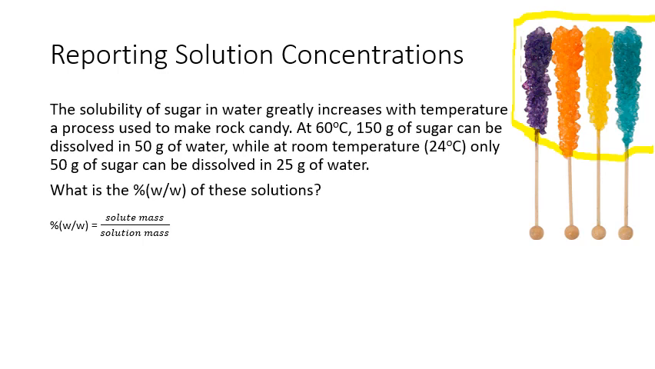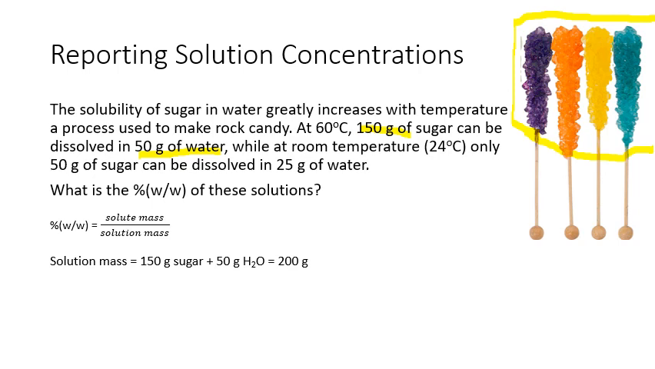So for this solution here, we're going to try to figure out, we've got 2 different concentrations, just trying to calculate the percent weight per weight of these 2 solutions. So weight is the solute mass, in this case the mass of the sugar, divided by the solution mass. So we've got one sample right here. The entire mass of this sample is 50 grams of water and 150 grams of sugar. So that total sample would weigh 200 grams.